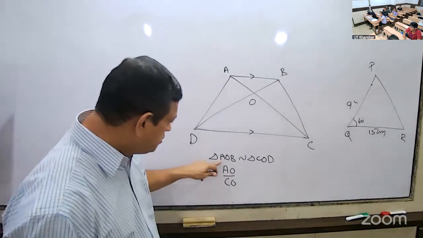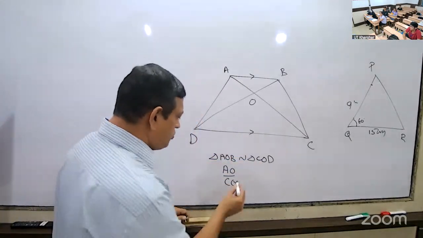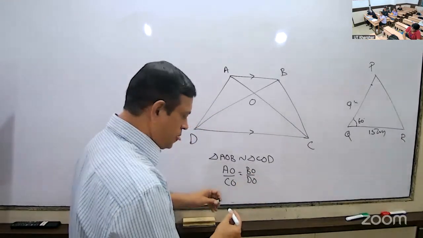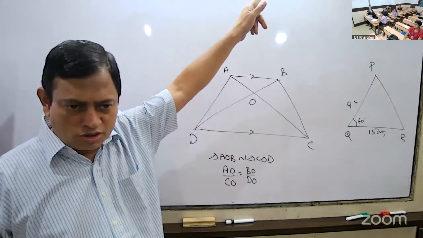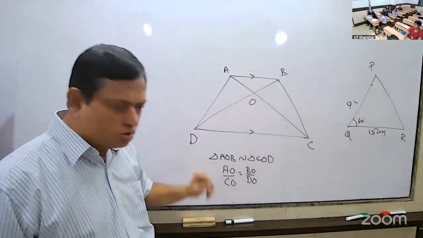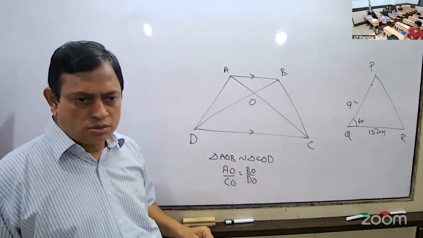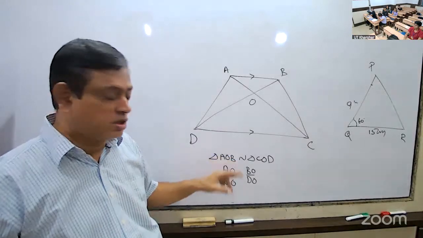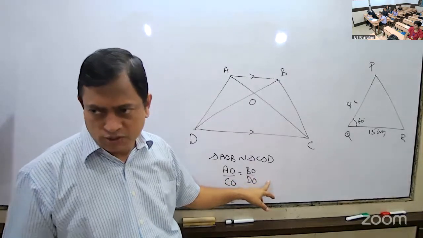Is it difficult? AO upon CO is equal to OB upon OD is equal to AB upon CD, the opposite sides. You remember that we draw constructions and all, no? No construction is required. Directly you can do it, then interchange as you want. Similarity becomes easy. Understood or not? In the first two steps you write vertically opposite angles and alternate angles. Therefore, they are similar.